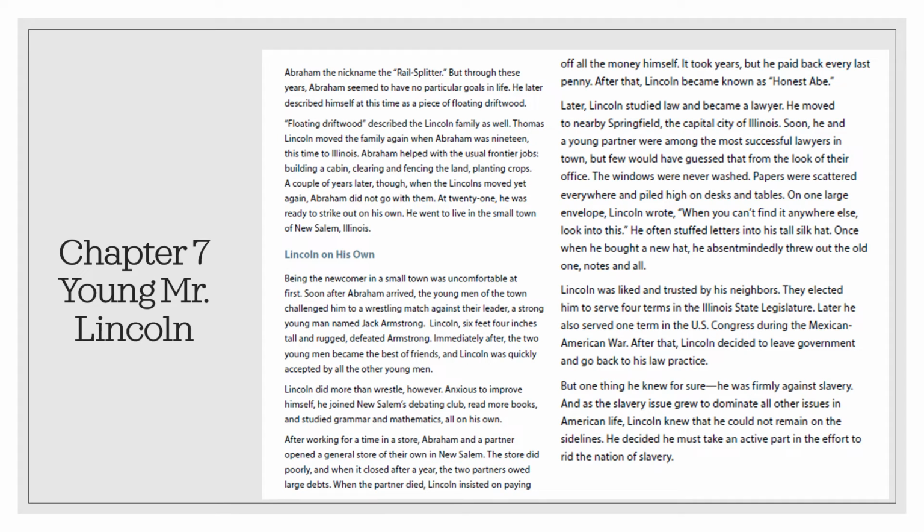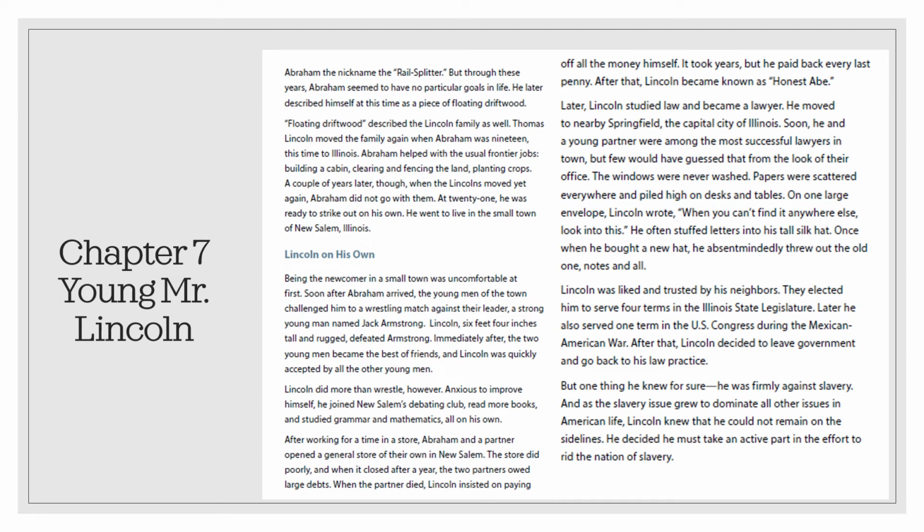Lincoln did more than wrestle, however. Anxious to improve himself, he joined New Salem's debating club, read more books, and studied grammar and mathematics all on his own. After working for a time in the store, Abraham and his partner opened a general store of their own in New Salem. The store did poorly, and when it did close after a year, the two partners owed large debts.